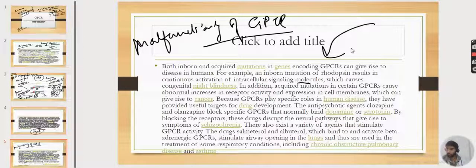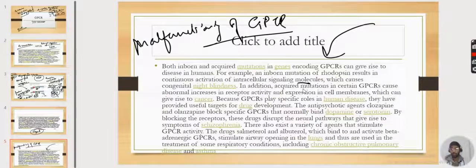For example, if your genes encoding for GPCR are not working, what would happen? Light would fall on the eye cells, but it could not activate our secondary messenger. Hence, we could not see in the light, or we would have night blindness. In addition, acquired mutations in certain GPCR cause an abnormal increase in receptor activity and expression in the cell membrane, which can give rise to cancer.